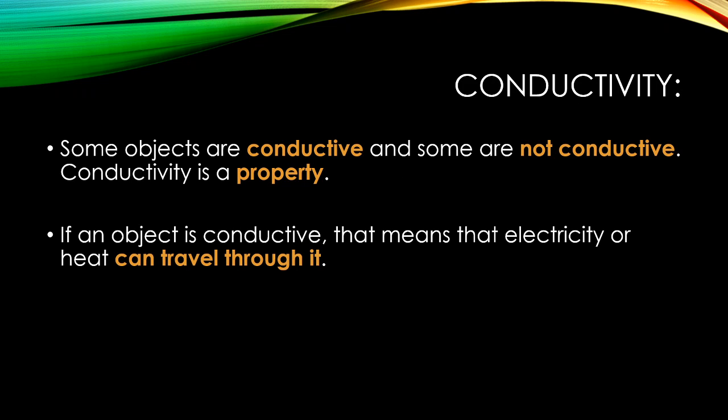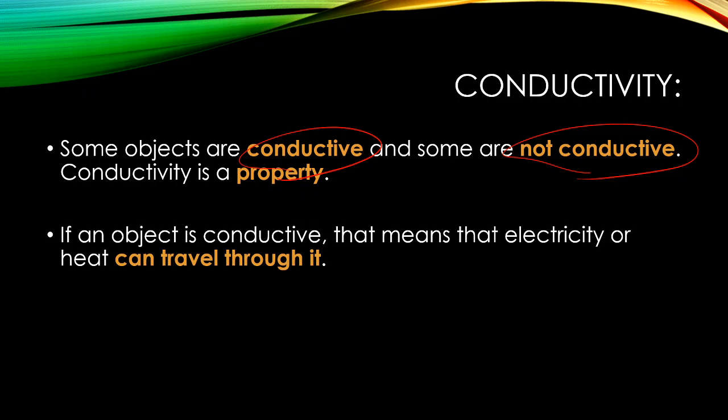First of all, talking about conductivity. I would recommend writing these things down in your notebook. Some objects are conductive, and some are not conductive. Conductivity is a property. This is the main thing that you need to know about conductivity, that it's a property like reflectivity or color or magnetism or all those other properties we've talked about. And some objects have the property and they're conductive, and some objects don't and they are not conductive. Or you could say that they are more or less conductive, because some things are kind of in between.